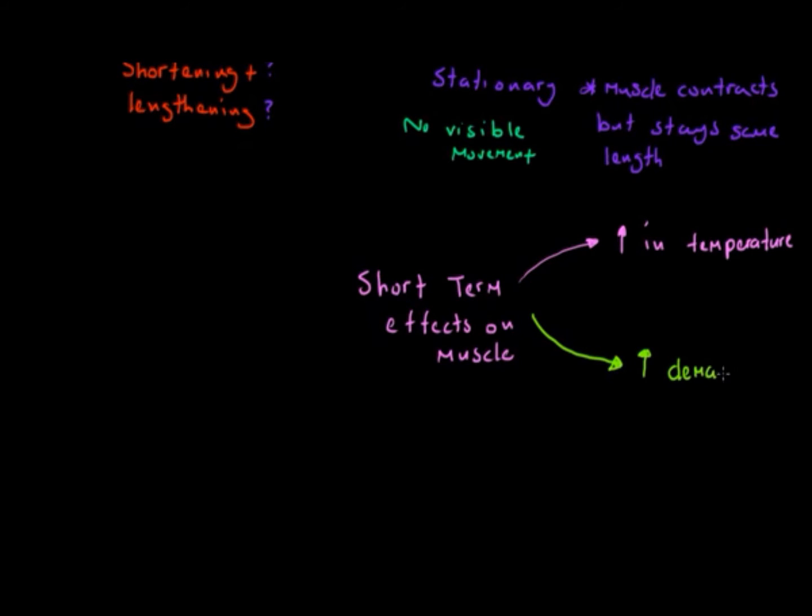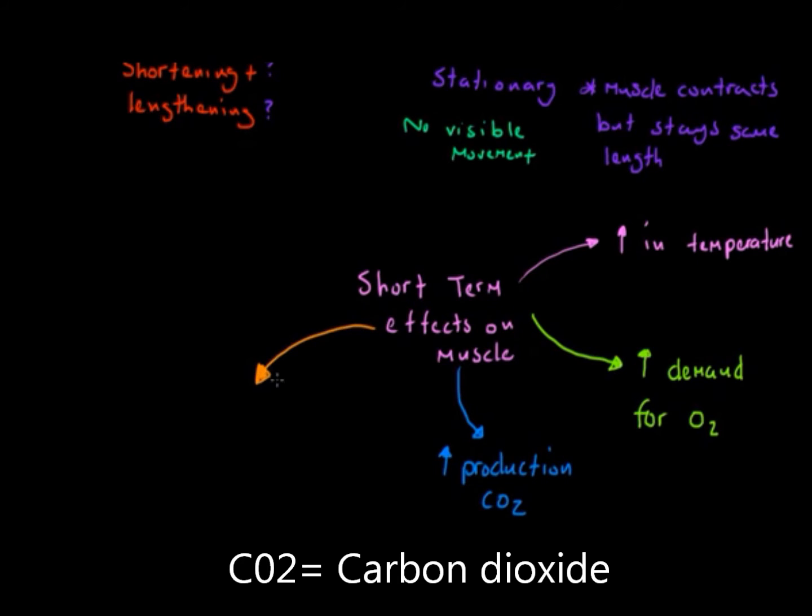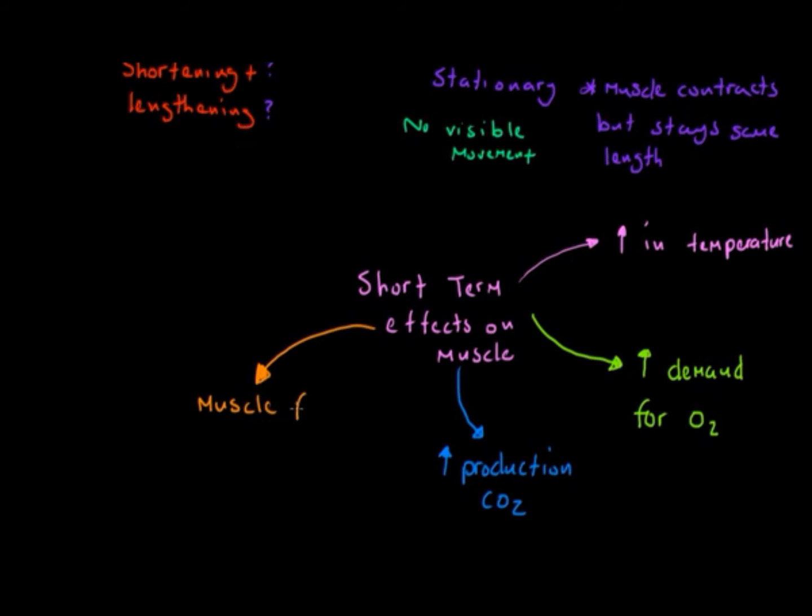Now, another short-term effect on the muscular system is the increased demand for oxygen. Obviously, we know that we require oxygen to produce energy, so it makes sense that when we are working and we require more energy, we require more oxygen to produce that energy. On the flip side of that, we create more CO2. More CO2 is produced as we take in more oxygen.